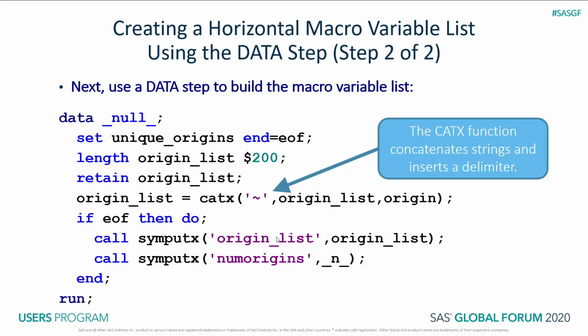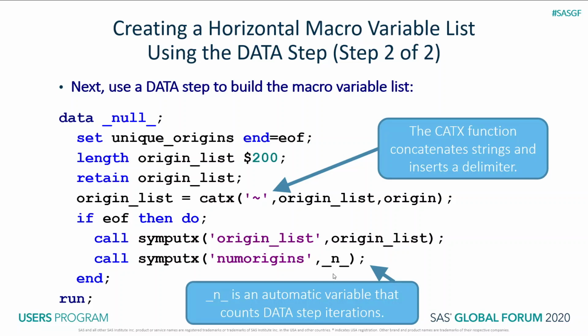So this is a little confusing because these have the same name, but these are two different things. We're creating a macro variable called origin_list, and we're putting in it the value of the data step variable called origin_list. Then we're going to create another macro variable called num_origins, and into it we're going to put the value _n_.